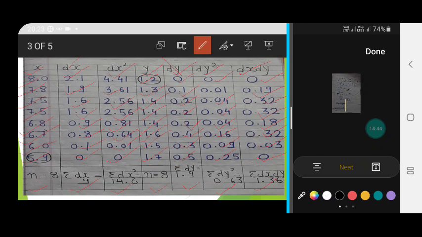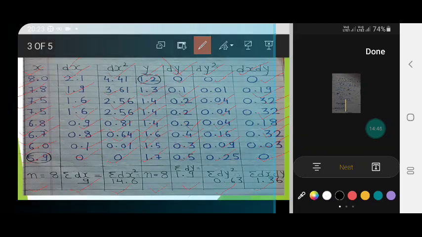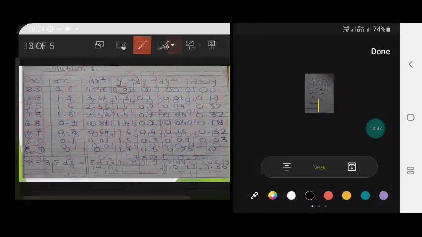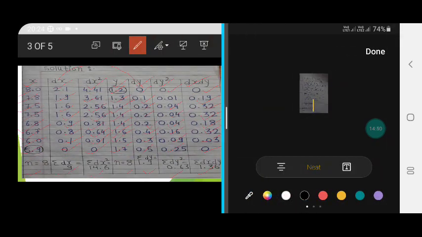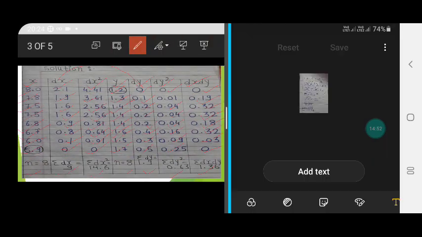Now what is the next step? Next step is we have to utilize the formula. Okay. We have to simply put the values in the formula. Okay. So let's see how to put the values in the formula with the help of this.